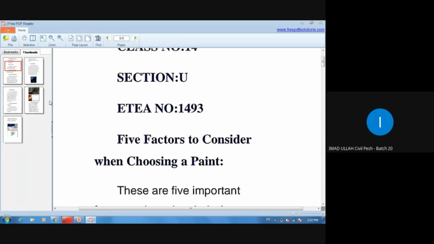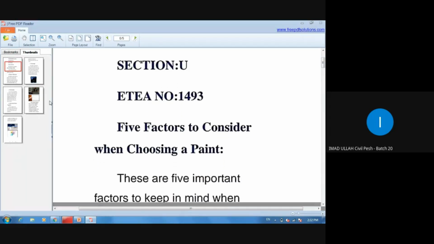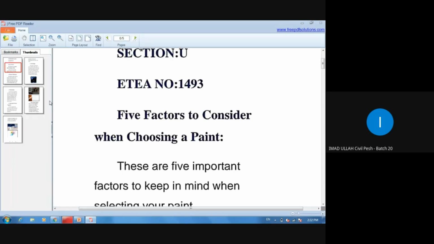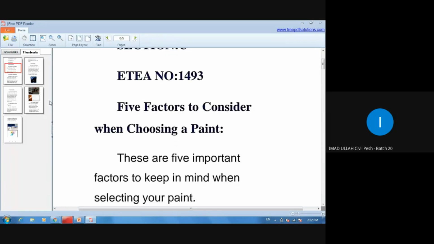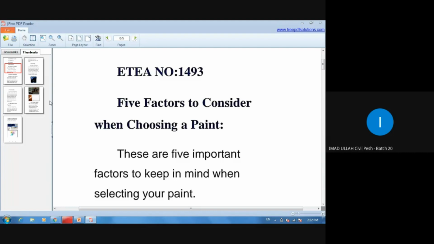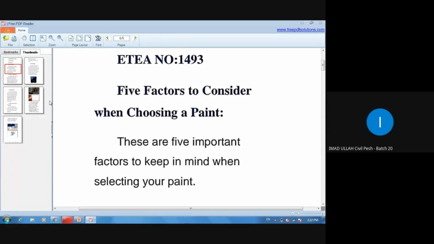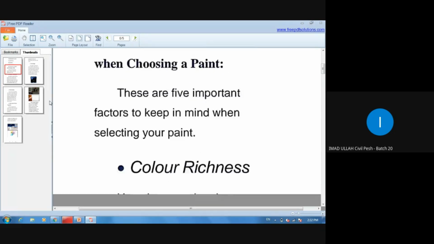Bismillahirrahmanirrahim. Assalamu alaikum. My presentation topic is considerations for choosing a particular paint. Five factors are considered when choosing a paint. These are five important factors to keep in mind when selecting your paint. First of all, the richness of the color.